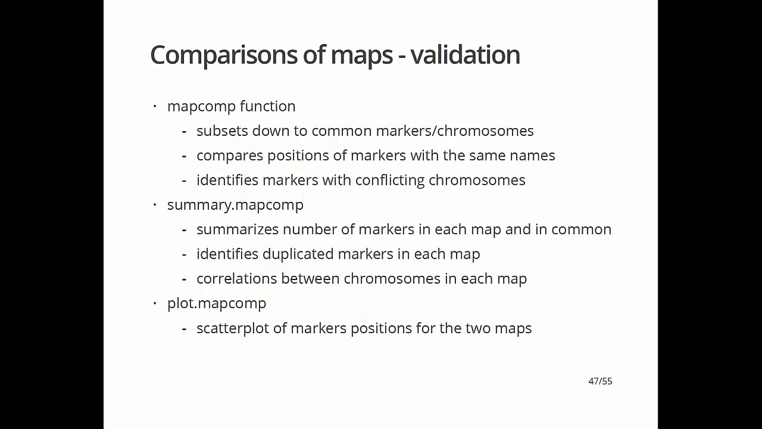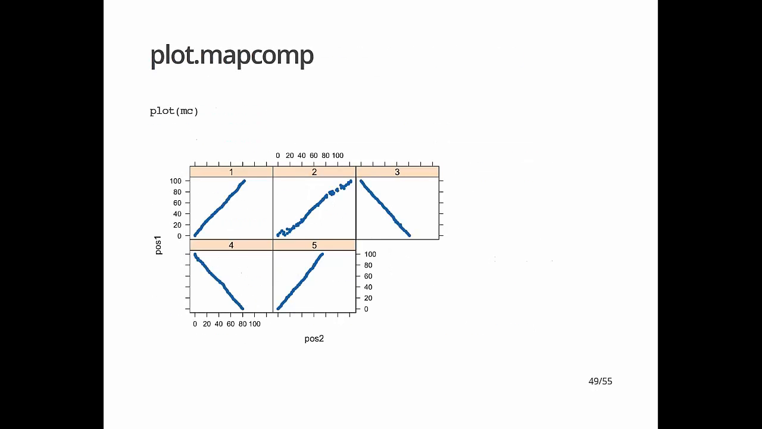In terms of comparing maps and validation, I mentioned the map comp function, which I won't go through all of again because I talked about it before. The summary function basically shows what I showed before, the correlations, identifying duplicated markers, and so on. And the plot function does a scatter plot of the marker positions for the two maps. Yeah, so that's all that produces.